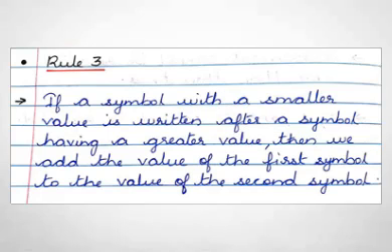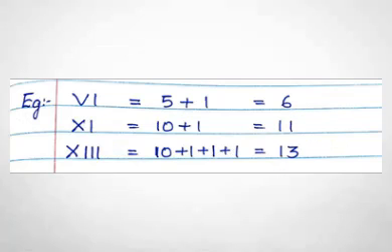Rule 3 says that if a symbol with a smaller value is written after a symbol having a greater value, then we add the value of the first symbol to the value of the second symbol. Look at few examples.